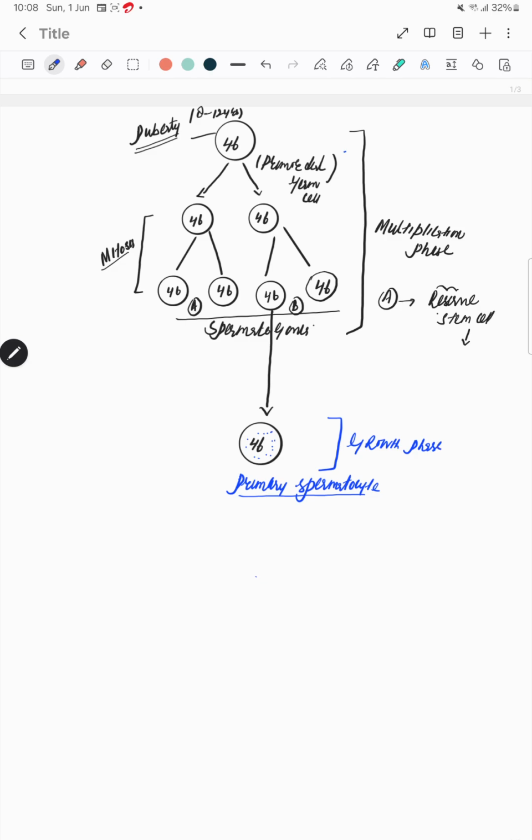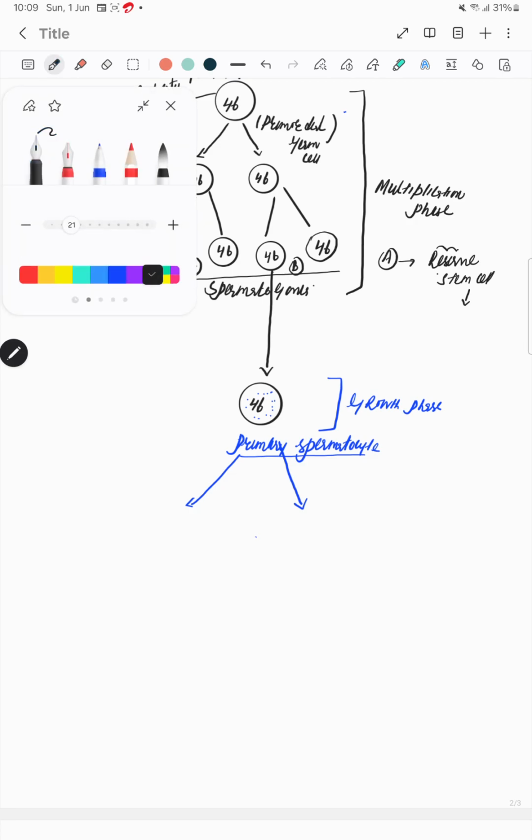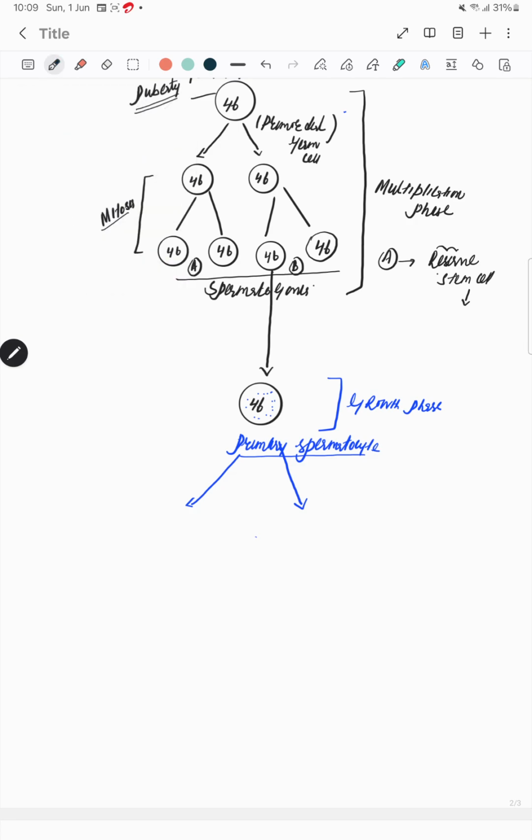So now we have another phase that is termed as maturation phase. This is very important. Now this primary spermatocyte goes to another phase that is known as maturation phase. So what happens in maturation phase? The primary spermatocyte divides and forms two cells. These two cells are known as secondary spermatocyte.